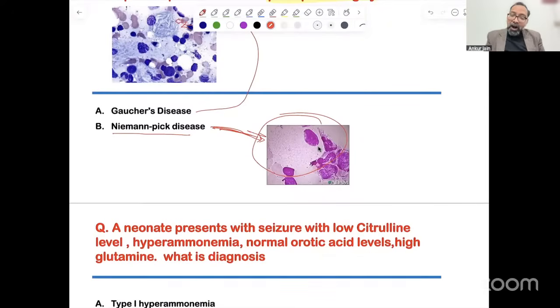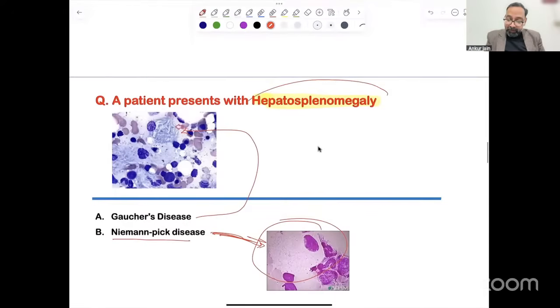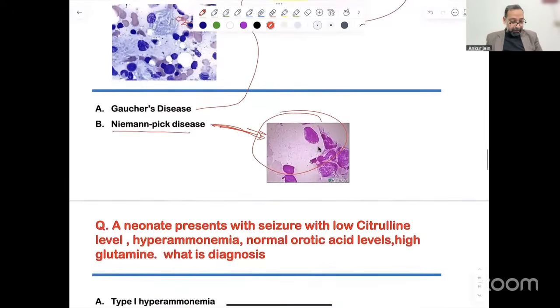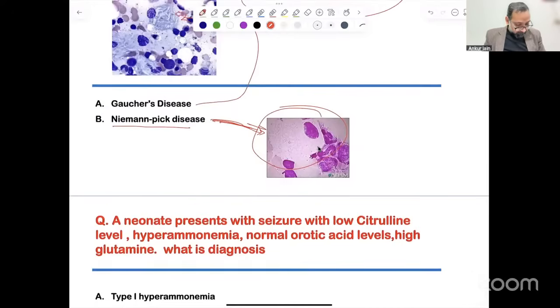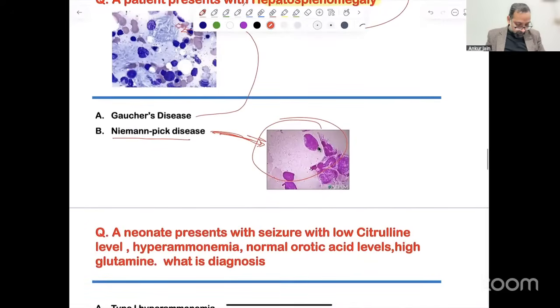Gaucher: ouch, ouch, bone pain. Few students told that some detailed history was also given. Bone pain was there, hepatosplenomegaly was there, crumpled tissue paper. What was the round bubble, bubbly?